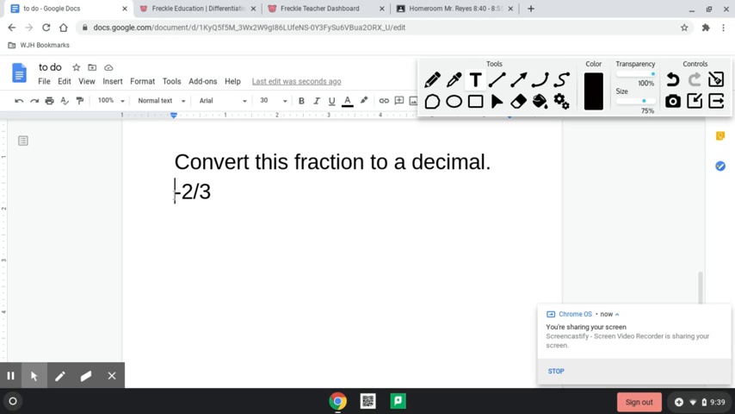This little cursor right here looks like a 1. Don't worry about that. That's just kind of the computer acting funny. So we go like normally, 2 divided by 3. And it's going to look like I'm writing that backwards at first, but I'm making a division house.